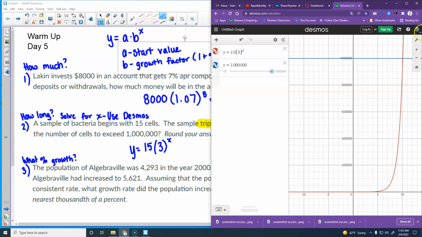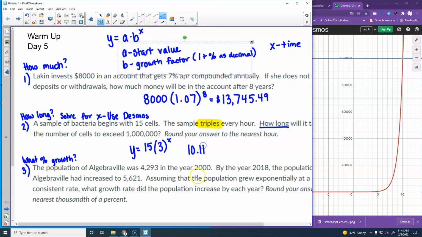So I think everybody's got the graph here. So once you get it graphed and once you can see it, all you have to do is click on one of the lines. A point's going to pop up right here, and you're going to see I've got 10.11, 1,000,000. Now the question is saying how long, not how much. We knew it was going to be 1,000,000, right? So that 10.11 is what we want. 10.11 is going to be our answer. It's tripling every hour, so it's going to be 10.11 hours.